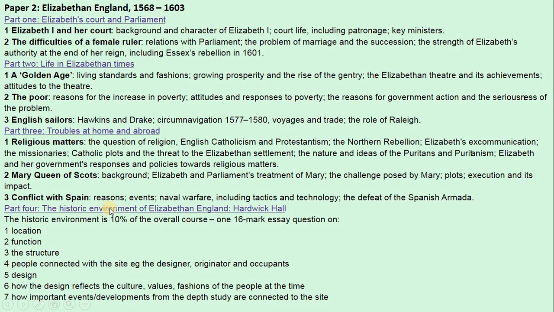Part 4, the historic environment of Elizabethan England, which changes every year, and this year the focus is on Hardwick Hall. So once again, pause this and look at the content specification clearly, carefully, thinking about where you feel confident, thinking about which areas that you know you need to go over.